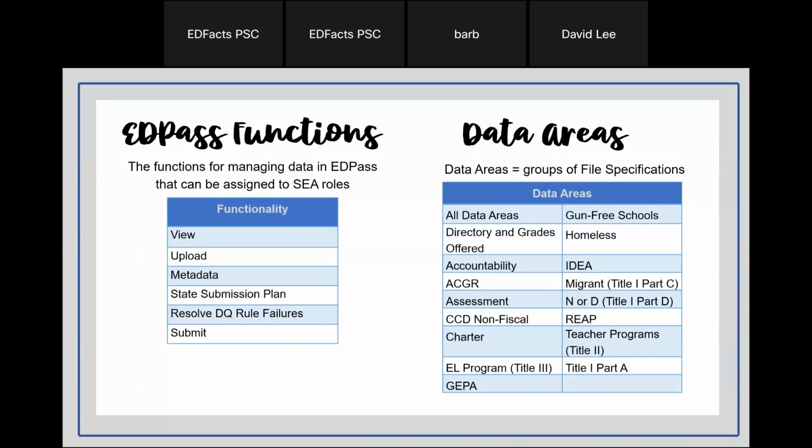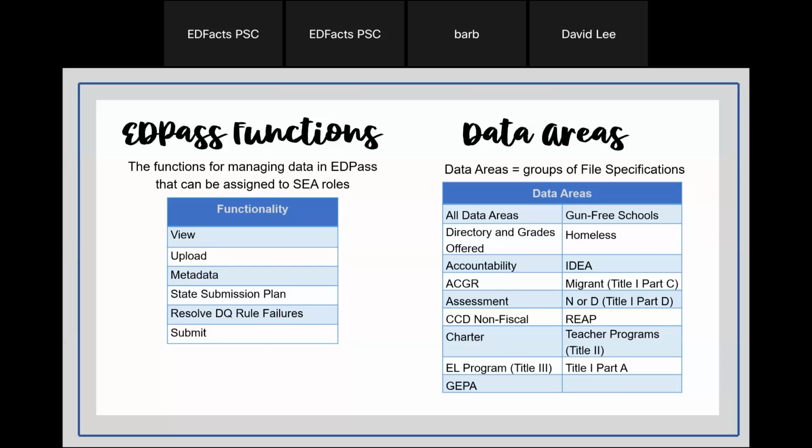So functionalities on the left. This is going to be different from how it is in ESS today. In ESS today, we have users who can upload files, which basically is submitting. Upload and submit in ESS are the same thing. You just have one action. In EDPass, we've broken that apart into 2. And those same users can access the post-submission error report, and they can look at the data.